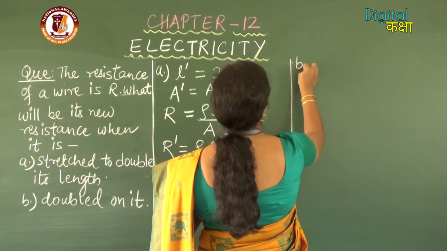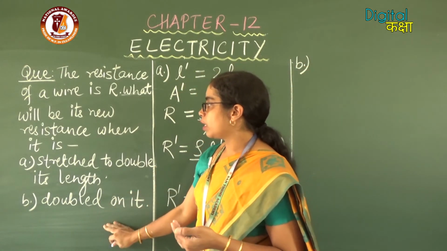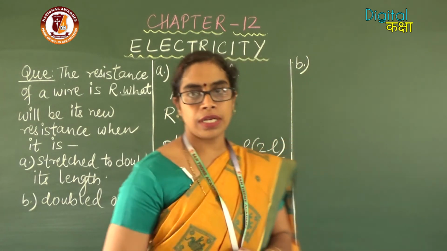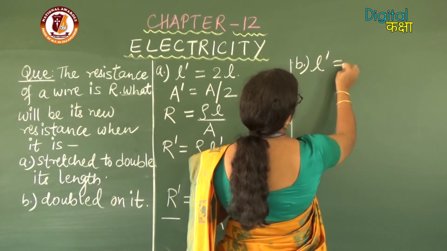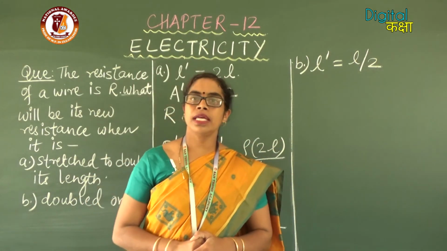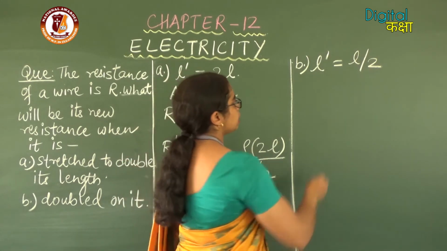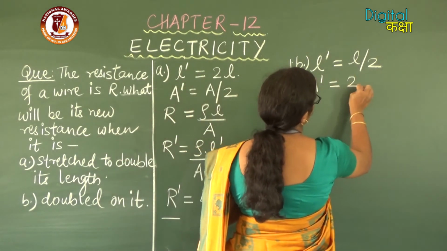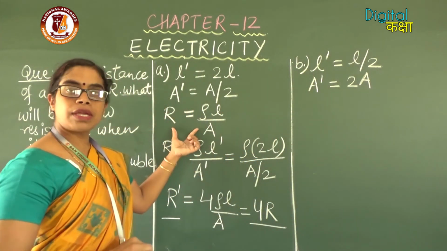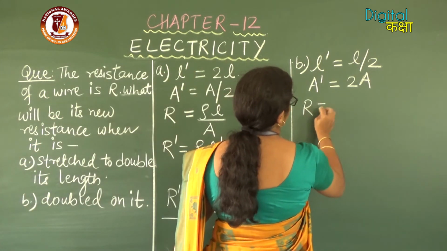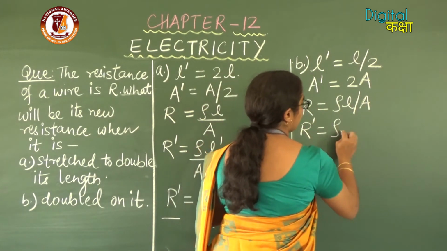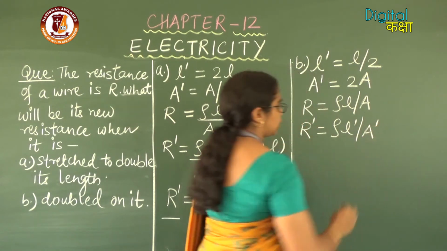Let us now solve part B, where it is given that the wire is doubled on itself. In this condition, the length of the wire will be half of its initial length. Again the volume will remain constant, that is why the cross-sectional area will be double its initial value. Applying the same formula here, R is equal to rho L upon A and R dash is equal to rho L dash upon A dash.